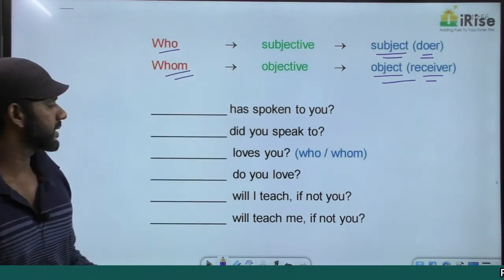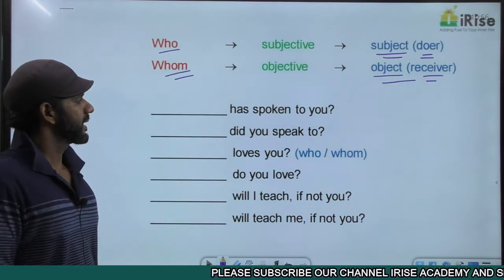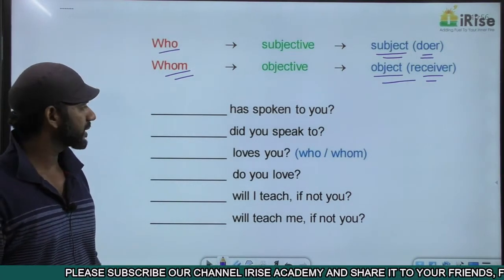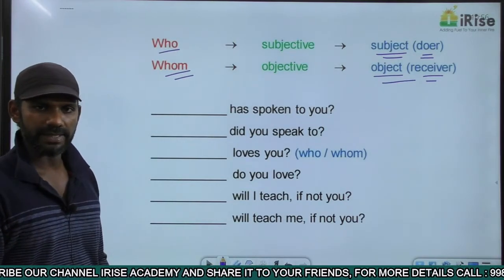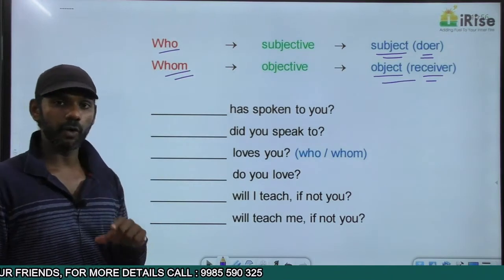Now come to these sentences. Come to the first two. You have to fill in with who or whom. Dash has spoken to you? Dash did you speak to? The options are who, whom. Come to the first one. Dash has spoken to you.